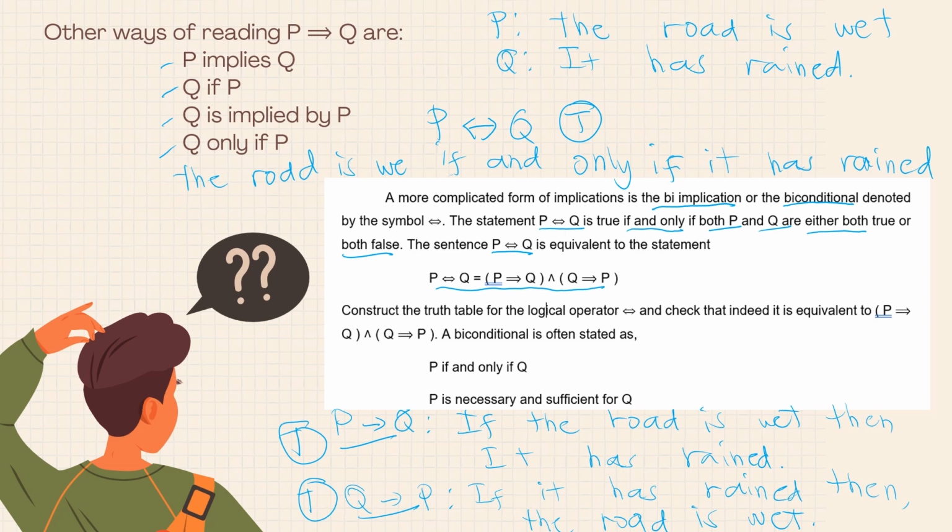So, biconditional is often stated as P if and only if Q. P is necessary and sufficient for Q. So it says here, construct the truth table for the logical operator if and only if, and check that indeed it is equivalent to if P then Q and if Q then P. Like what we did earlier, but we didn't construct a truth table.